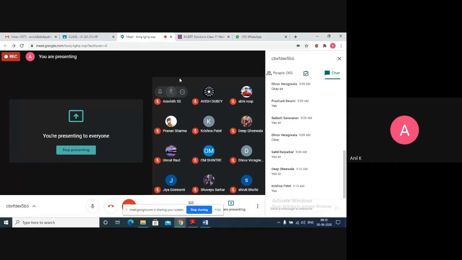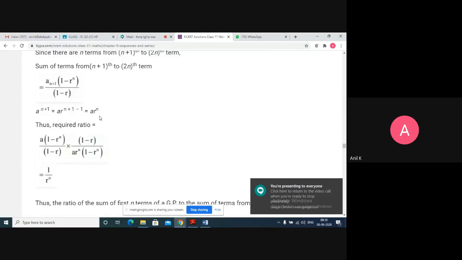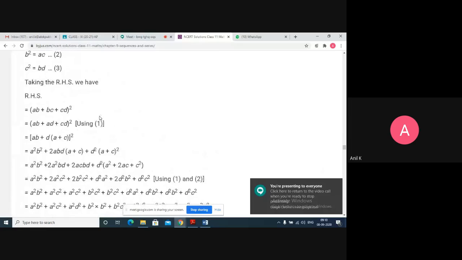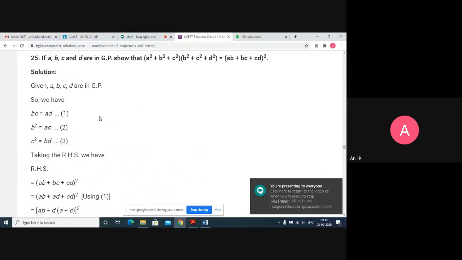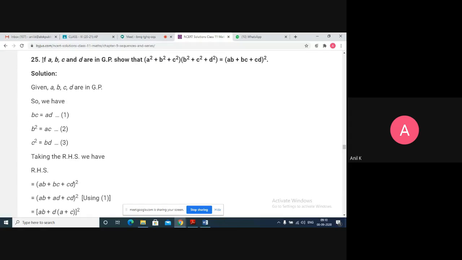Okay. Now, yesterday we left off. I'll just show you, because it will take so much time to solve again. This was the 25th question. If a, b, c, d are in GP, prove that (a square plus b square plus c square) into (b square plus c square plus d square) equals (ab plus bc plus cd) whole square. Yesterday we tried with the LHS and we got stuck somewhere.